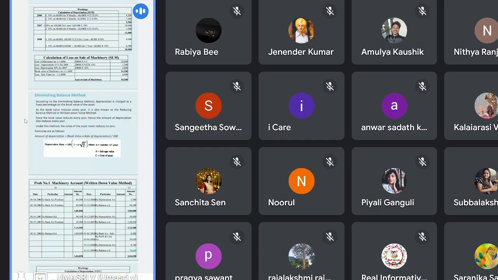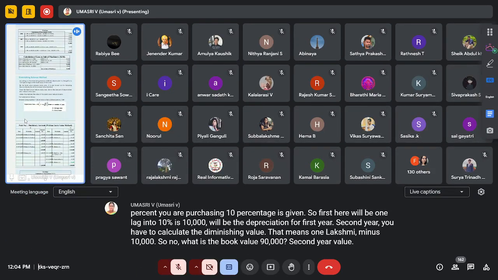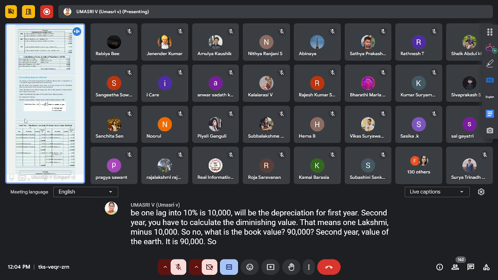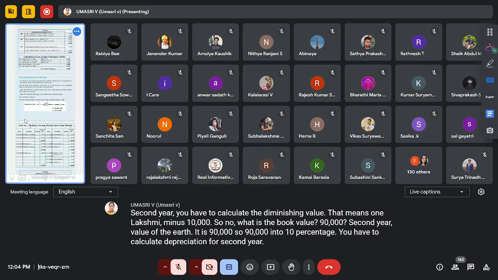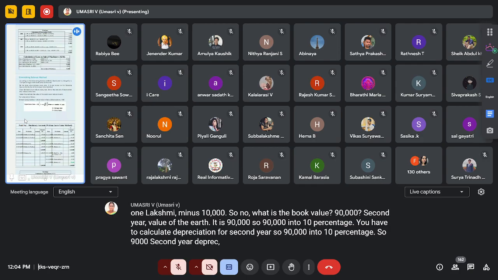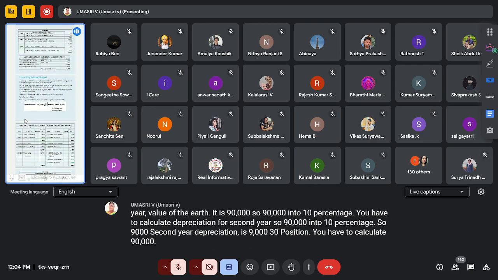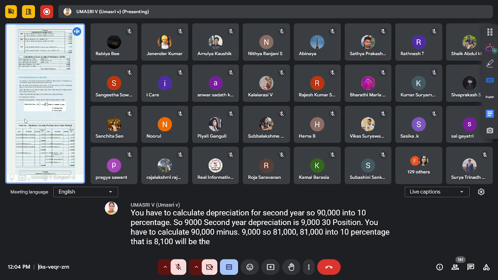Second year, you have to calculate on the diminished value. That means 1 lakh minus 10,000. So now what is the book value? 90,000. The second year value of the asset is 90,000. So 90,000 into 10%, 9,000. Second year depreciation is 9,000. Third year, you have to calculate 90,000 minus 9,000, so 81,000. 81,000 into 10%, that is 8,100 will be the third year depreciation.